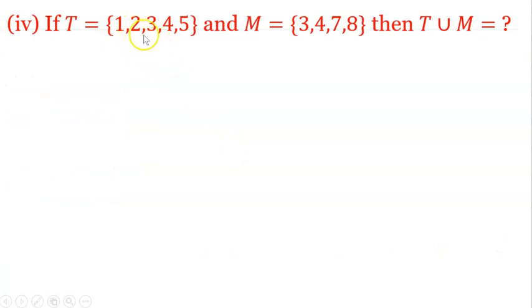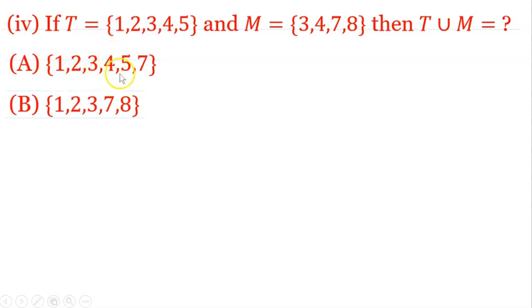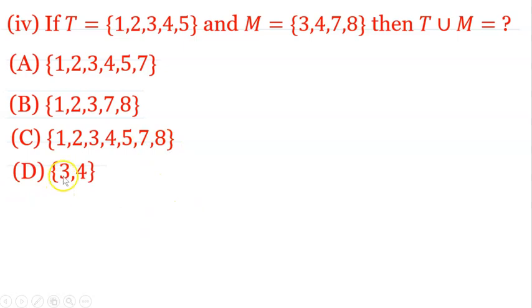If T is equal to {1, 2, 3, 4, 5} and M is equal to {3, 4, 7, 8}, then find T union M. We have to find the union of the two. The first is 1, 2, 3, 4, 5, 7. B is 1, 2, 3, 7, 8. C is 1, 2, 3, 4, 5, 7, 8 and D is 3, 4. We have to take the union of both sets. Therefore, 1, 2, 3, 4, 5 and the last is 7, 8. Therefore option C is a correct one.